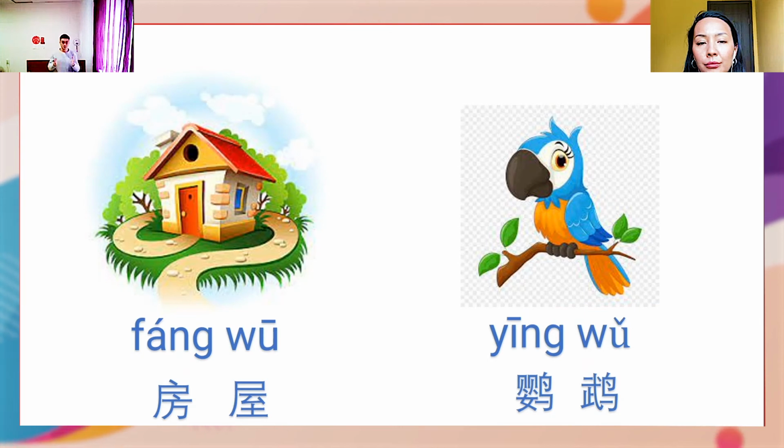Also, let's take some examples. What's this? The first picture. It's a house. Yes, it's a house. In Chinese, we call it 房屋. 房屋. Excellent. The second word is 屋. We will write 屋 and the pronunciation is also 屋, the first tone. 屋.